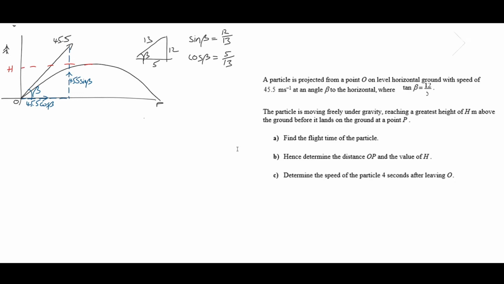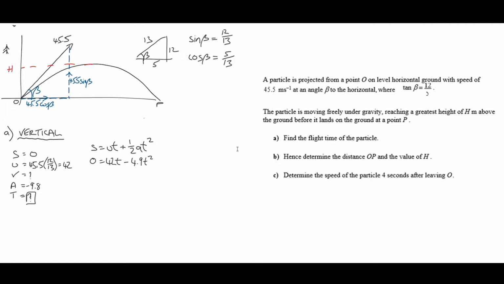So let's collect those vertical variables to work with. So we want to set the vertical displacement to 0. Its initial velocity, 45.5 sine beta, but we know that that fraction is 12/13. Well, that gives us 42. So initial vertical velocity of 42. We don't know the final velocity. Our acceleration is g, as usual, and we're looking for the time. This all goes into s equals ut plus half at squared.